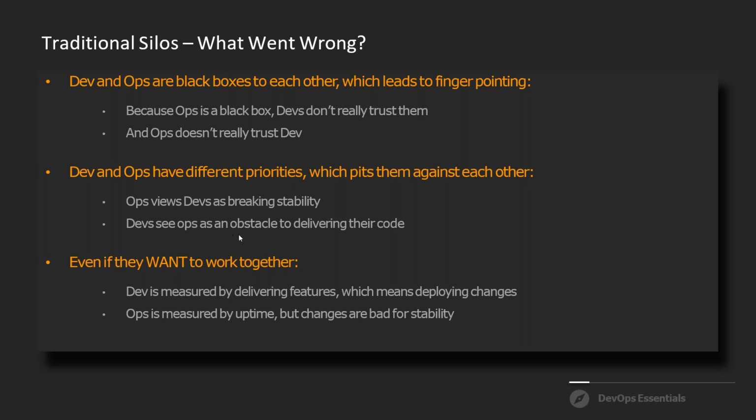And dev sees ops as an obstacle to delivering their code. Even if they want to work together, dev is measured by delivering features. Like, hey, what is development doing, sir? I'm working on this specific feature, which means developing changes. Ops is measured by uptime. So irrespective of failures, your server should run. But changes are bad for stability.